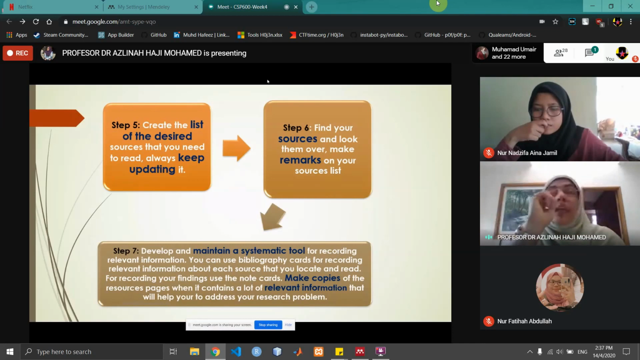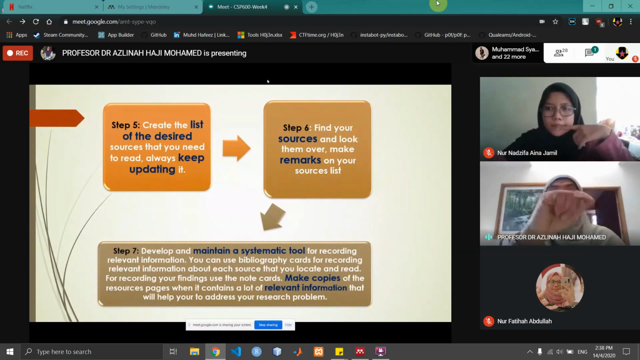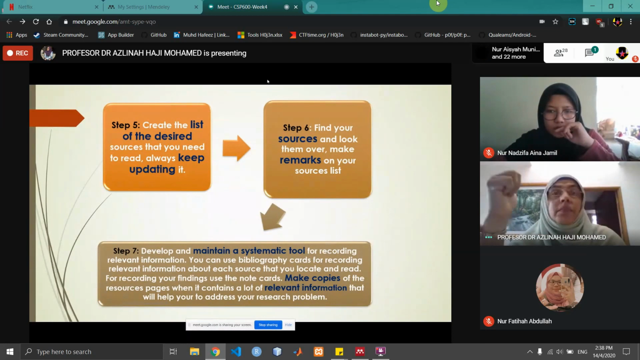whole name. And then after that, the title is important. The next one is the name of the journal, where you got the paper, or if it is a book, the name of the publisher of the book. Year, volume if there is a volume, issue if there is an issue.